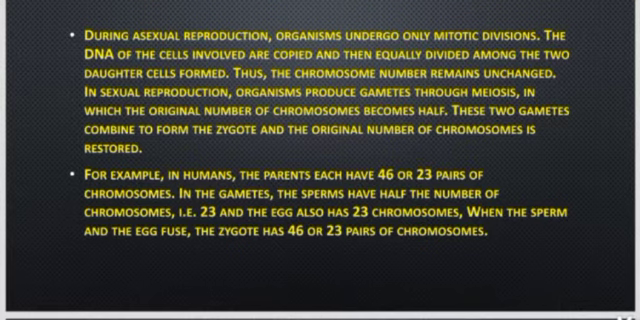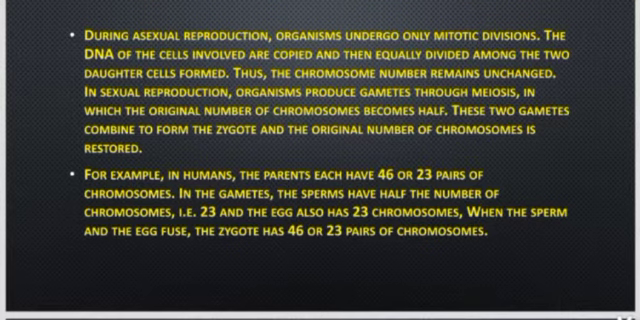That means 23 from sperm plus 23 from ovum brings again the actual chromosomal number of human beings, 46, once again. This is how the chromosomal numbers are maintained during asexual reproduction and during sexual reproduction. For example, in humans, the parents each have 46 or 23 pairs of chromosomes. In the gametes, the sperm has half the number of chromosomes, that is 23, and the egg also has 23 chromosomes. When the sperm and the egg fuse, the zygote has 46 or 23 pairs of chromosomes. So you can see the condition of the zygote is 2n.